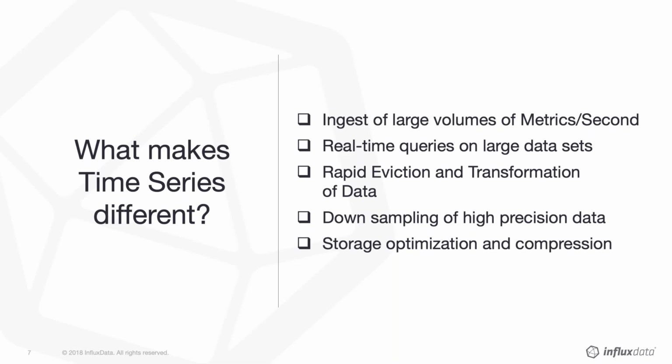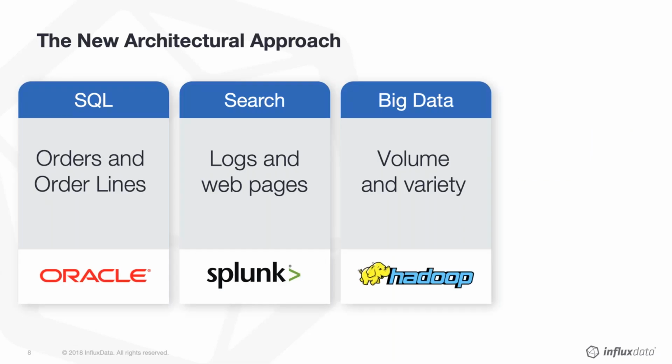So based on all these emerging needs of time series metrics and events, we think a new architectural approach is required because time series data is not similar to anything that you have seen in the past. It is timestamp data, as I mentioned earlier. It is not relational at all. It is not search data. You don't have logs and web pages. And it is not a big data type of data. It doesn't have multimedia files and JSON objects you're searching through.